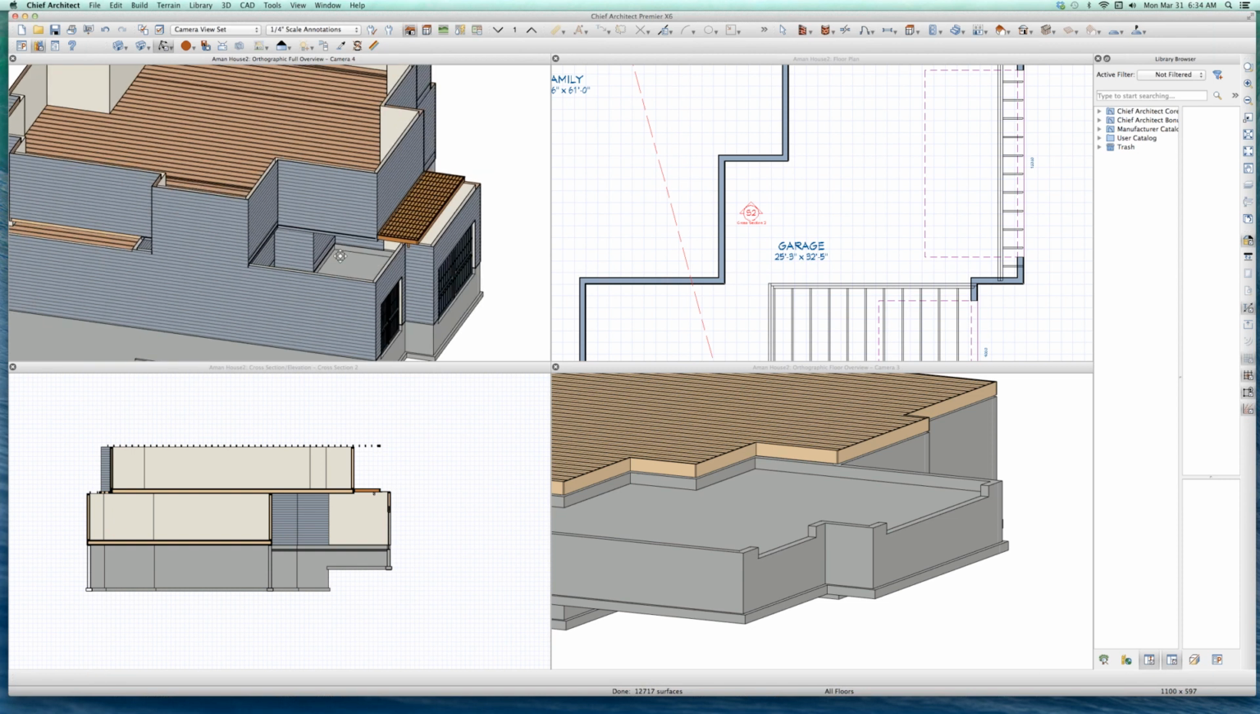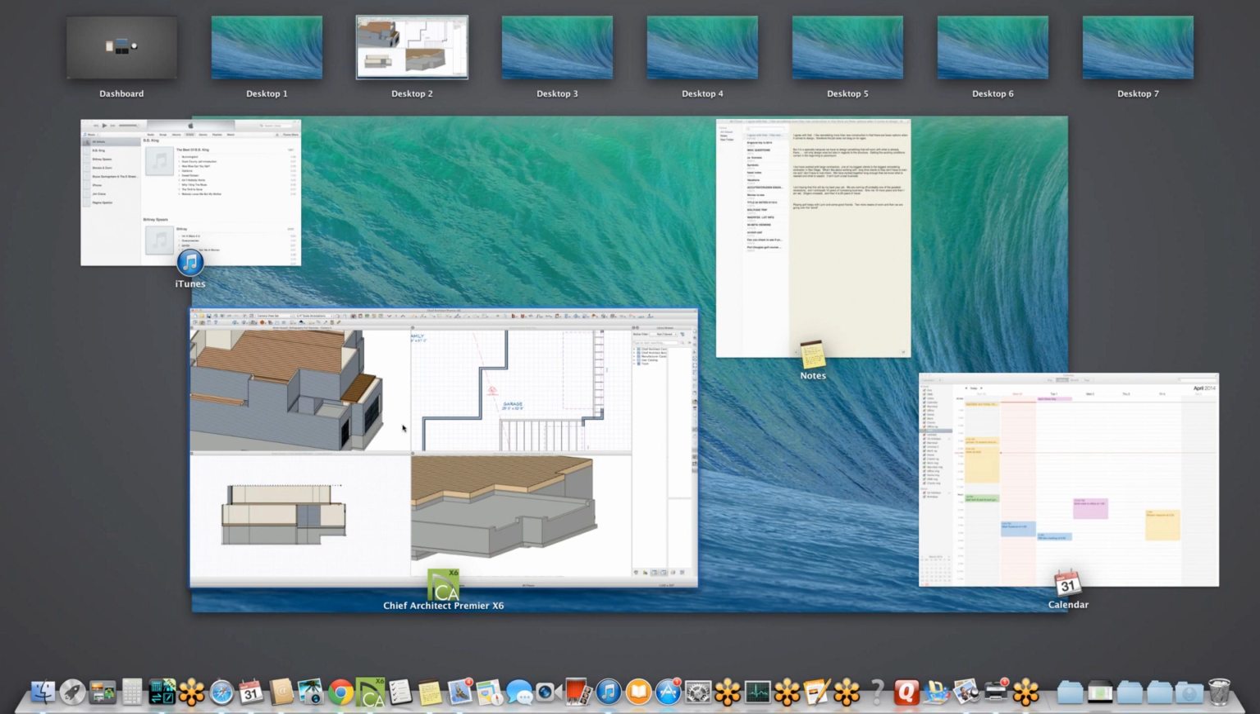Everything looks okay to me. Every time... oh, where'd it go?